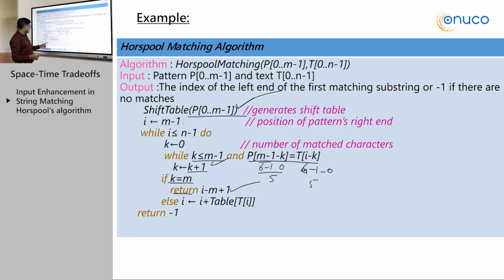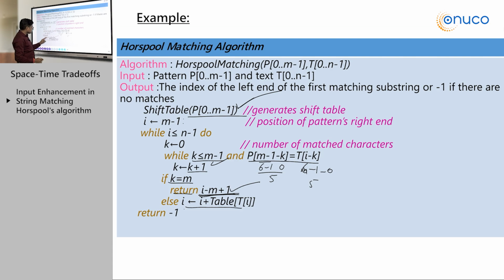And what I said, friend, return these values is i minus m plus 1. 19 minus 6 plus 1. So 19 minus 6 is 13, plus 1 is 14. At the 14th place we have found the pattern; that particular pattern, that string, is present. Right? Otherwise, if this is not true, then you are going to use the shift table.